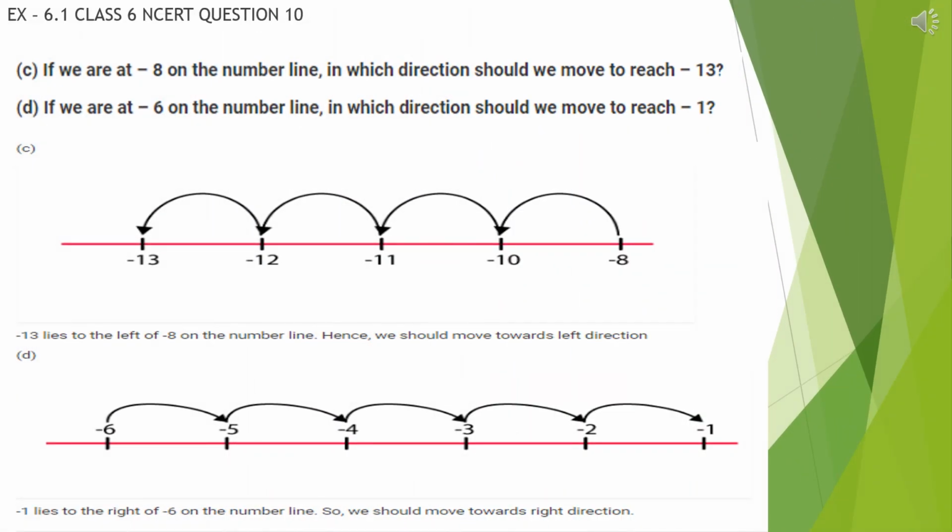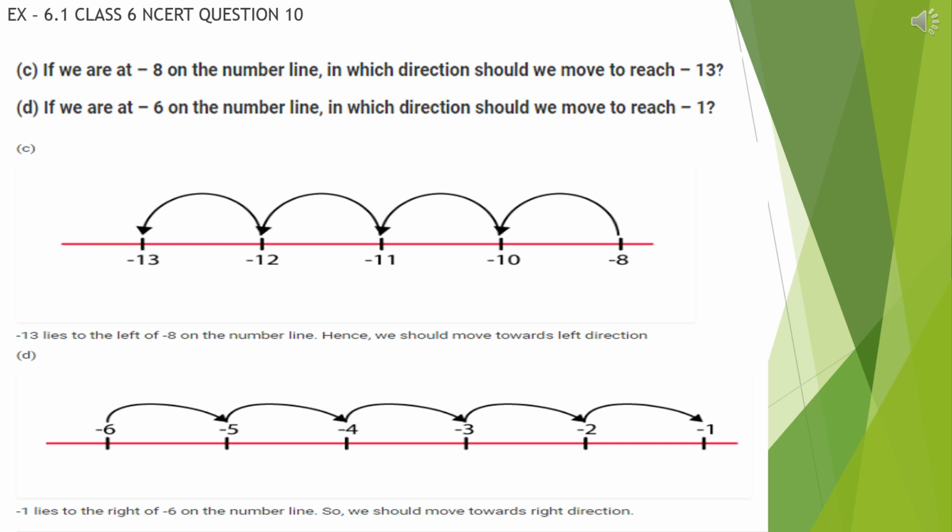C part. If we are at minus 8 on the number line, in which direction should we move to reach minus 13? As we know, in negative integers, the number with the smaller counting value is greater. So minus 8 is greater than minus 13. So we have to move to the left side to reach minus 13 from minus 8. As we can see in the number line, from minus 8 to reach minus 13, we have to move 5 steps. So the answer is, minus 13 lies to the left of minus 8 on the number line, hence we should move towards the left direction.